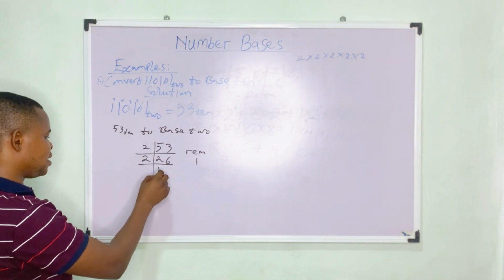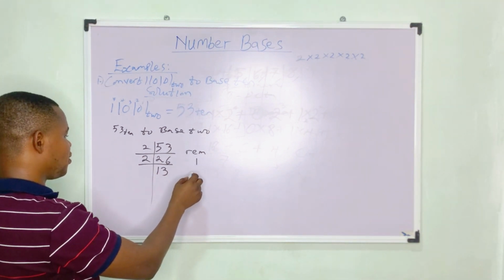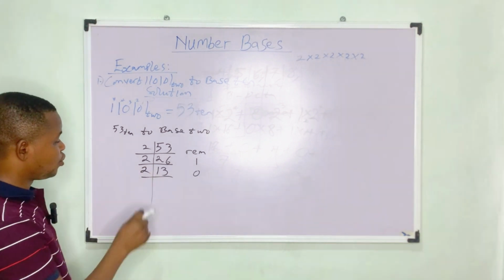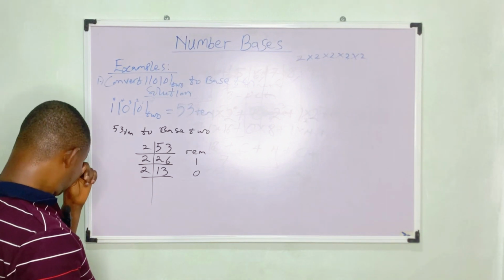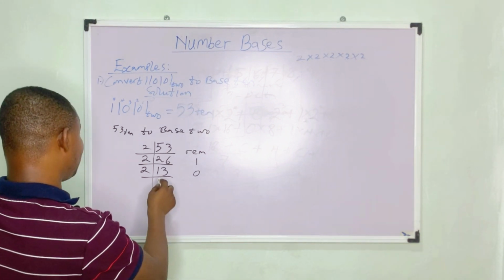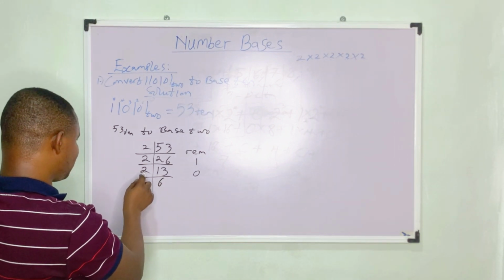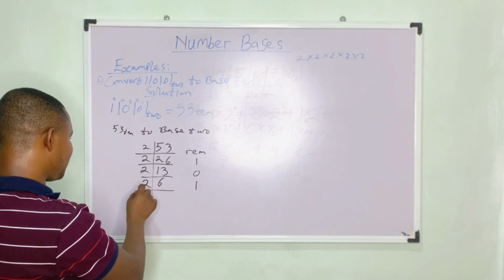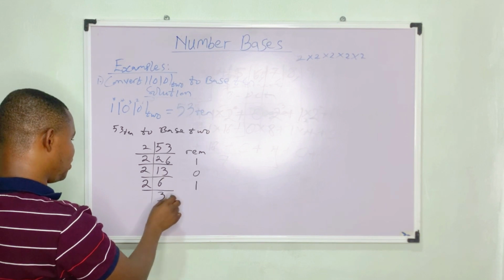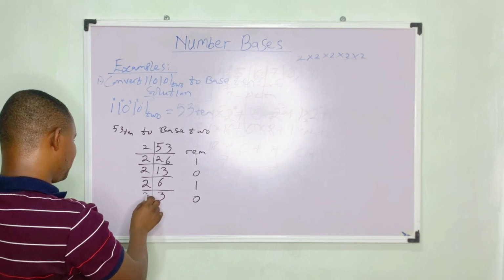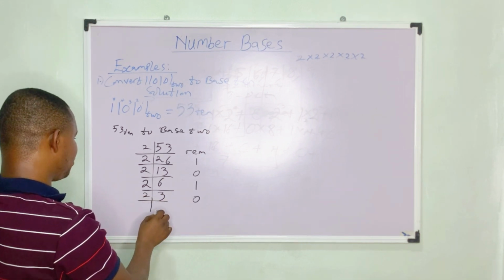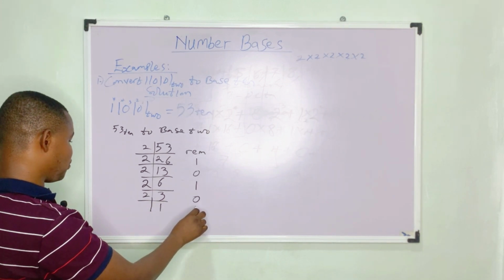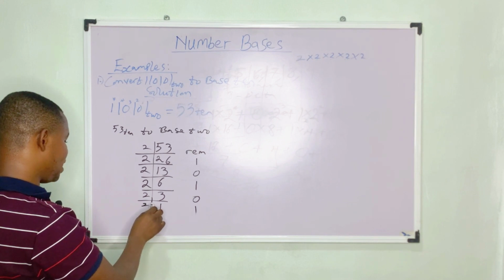26 divided by 2 will give us 13. Remainder of what? That's 0. 13 divided by 2 will give us 6. 6 times 2 is 12. Then we have a remainder of 1. 6 divided by 2 will give us 3. Remainder of 0. 3 divided by 2 will give us 1. Then we have a remainder of 1.